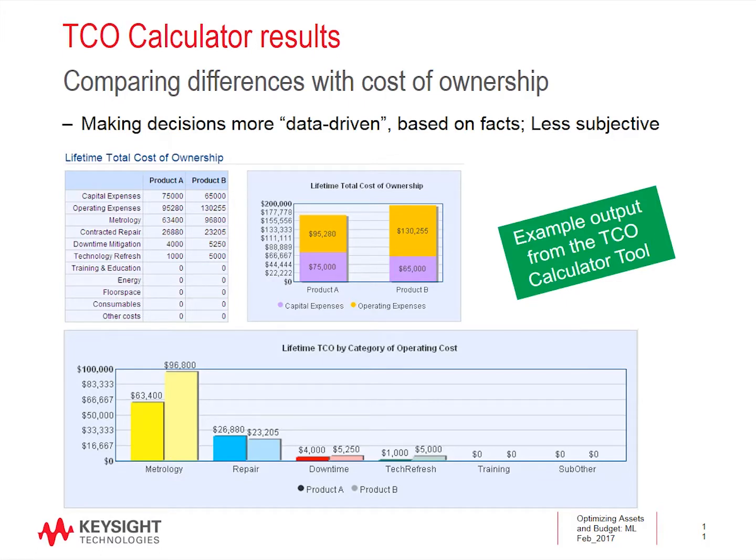Here's an example of what the output of the calculator looks like. In this particular scenario, the upfront costs of product A are higher than product B, but when you compare the total cost of ownership, product A actually will yield a lower overall cost of ownership when factoring in its lower operating expenses. Taking the time to be more analytical about your procurement alternatives and anticipating their total costs before you make your final decision can actually save you a lot of money in the long run.